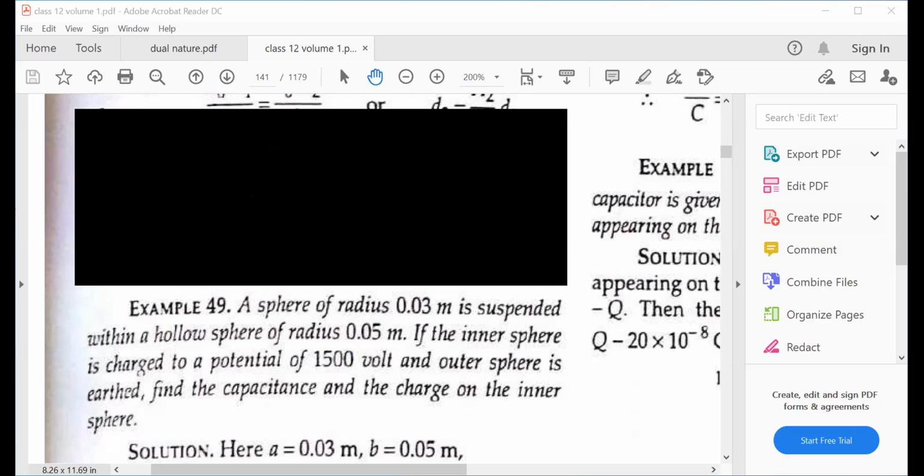What is the formula? Spherical capacitor C is equal to 4 pi epsilon naught into AB by B minus A. Super. Let's see the relations. First of all, what is inner and what is outer?